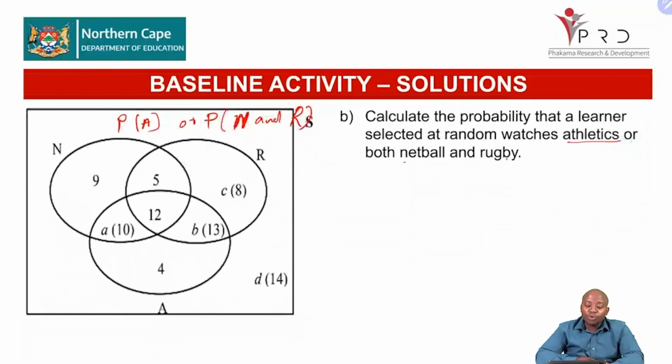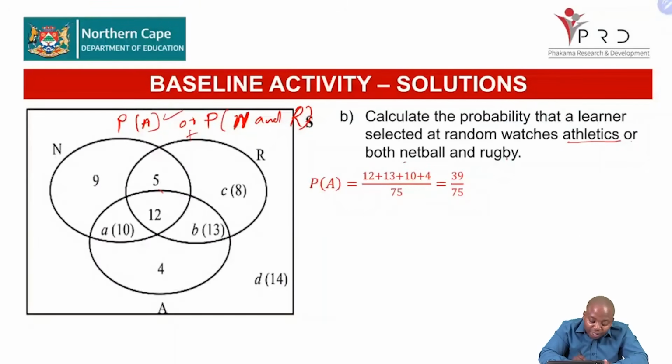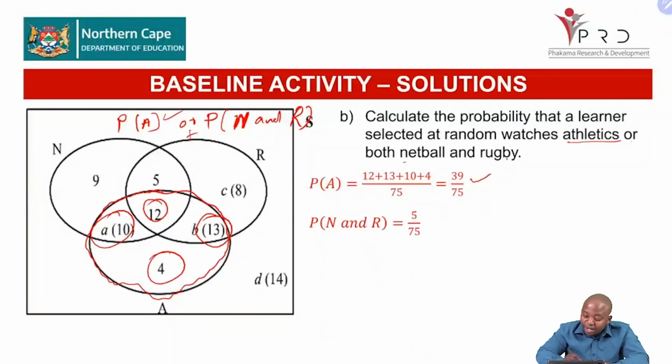So the first thing that we're going to do here, we need to find the probability of learners watching athletics, and we're going to add it with the probability of learners watching both the netball and the rugby. So what we're going to do now is the following. We are going to do the probability of athletics. So we want to know how many learners watch athletics. So we're going to now take the whole event of athletics. So it's going to be the 12 plus the 13 plus the 10 plus the 4. So all of those learners that belong to event A, we add all of them together. That will give us the probability of A, which is 39 over 75.